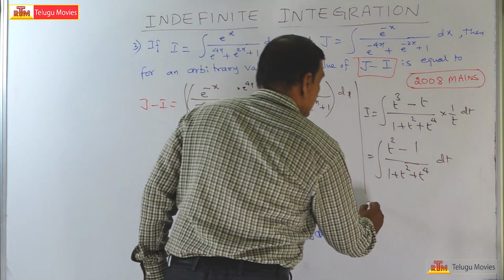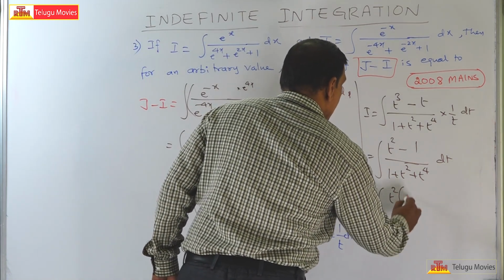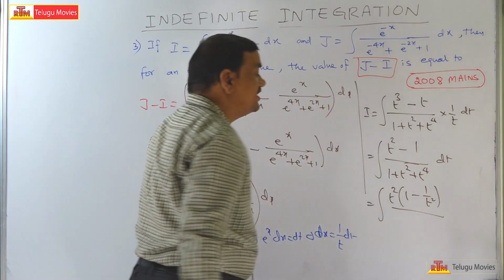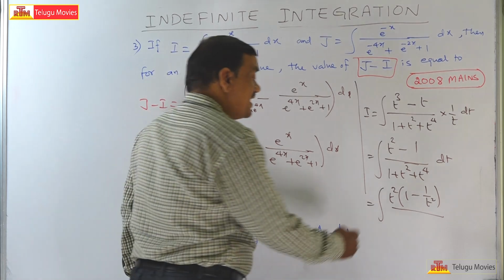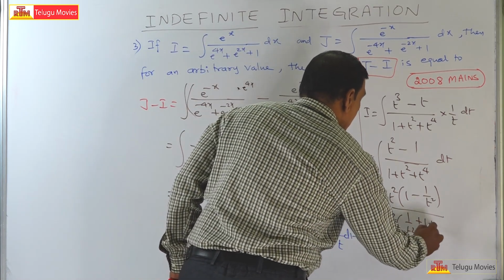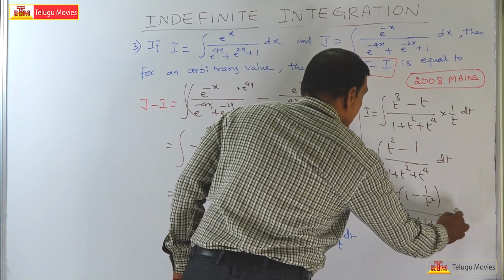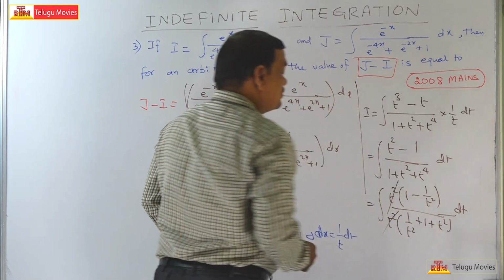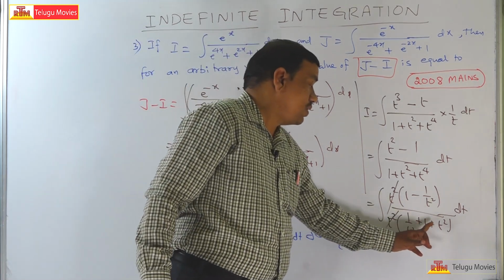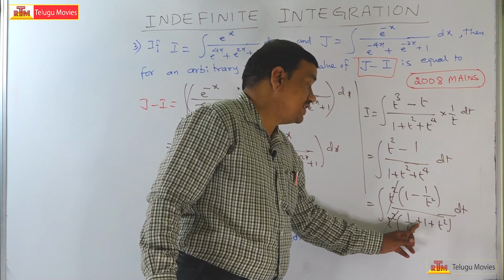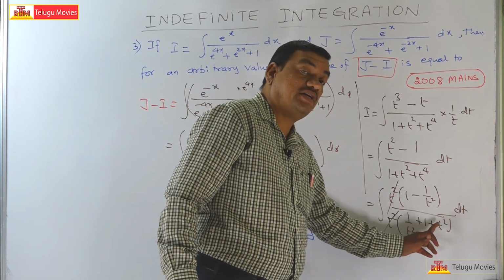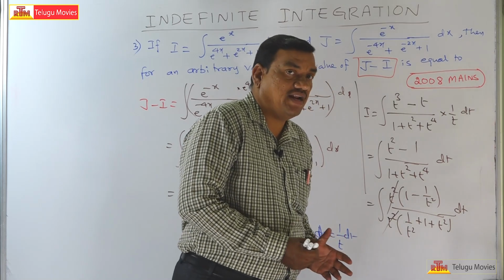So, if I take t square common outside, this is 1 minus 1 by t square divided by, if I take t square common outside, what happens here? So, this is 1 by t square plus 1 plus t square dt. t square will get cancelled. So, here this is t square plus 1 by t square plus 1, so we can write it as 1 plus t plus 1 by t whole square.